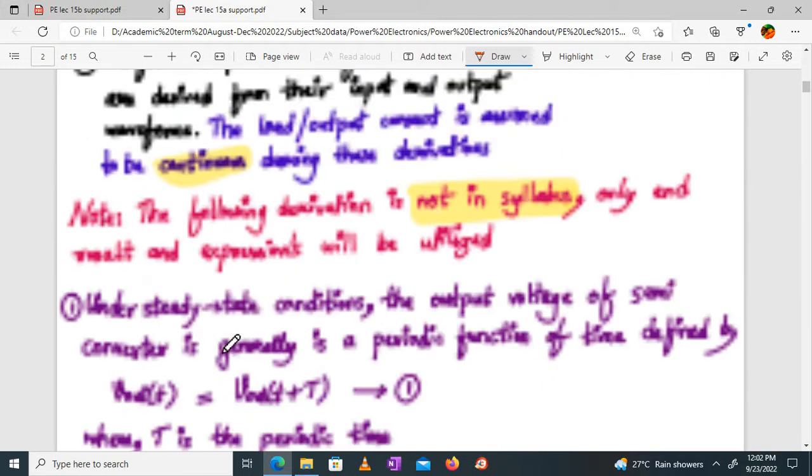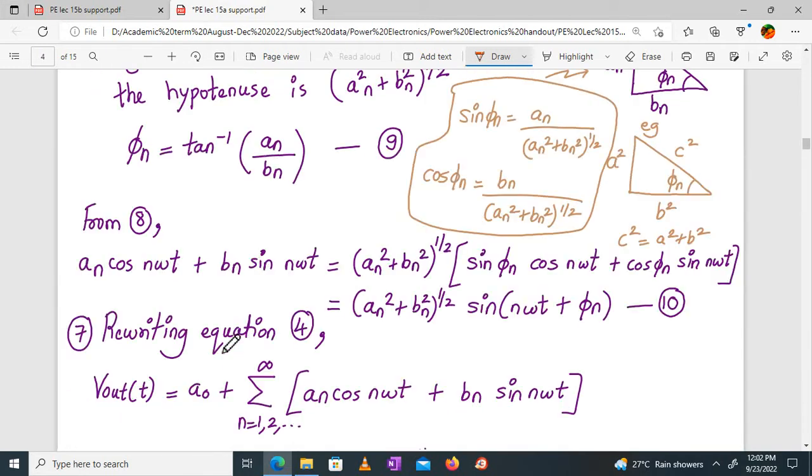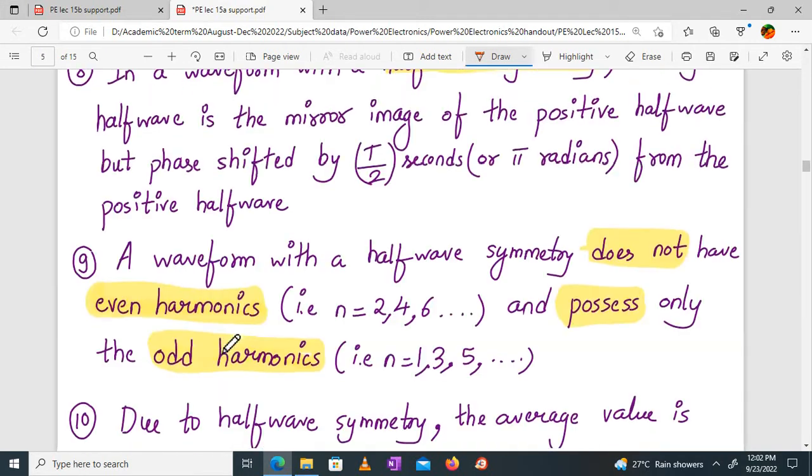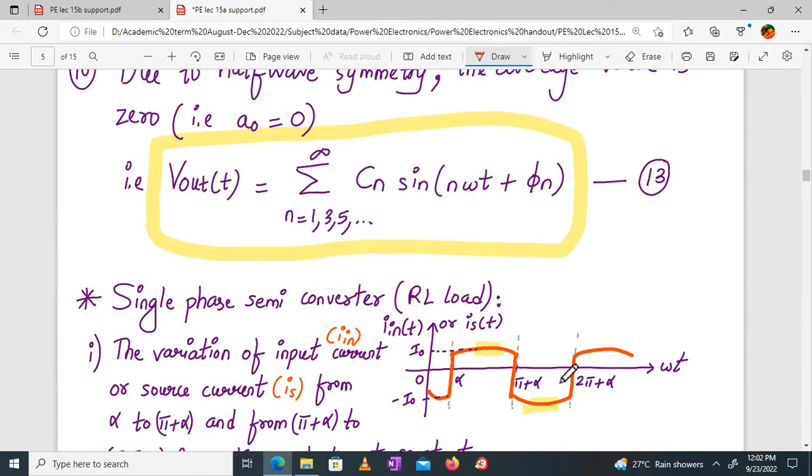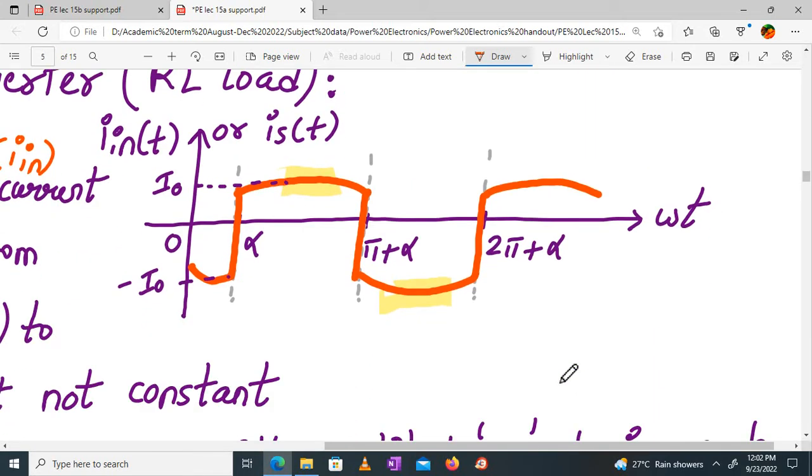Look at this. Somewhere it is there, let me show it to you. Yes, look. What do you mean by ripple here? That means the waveform will be like this.